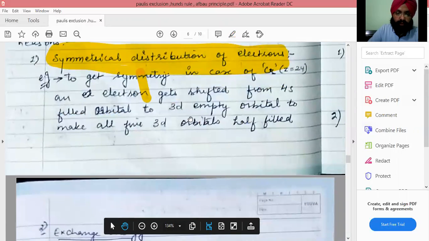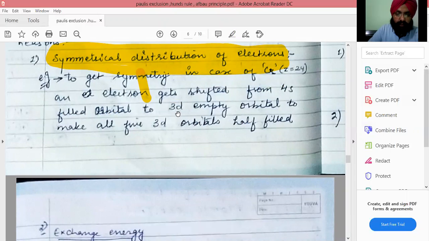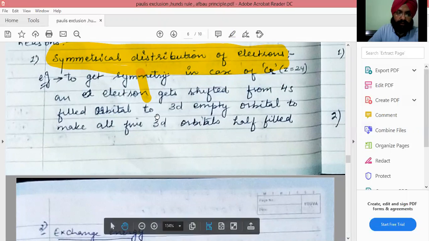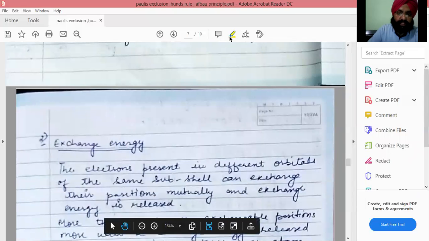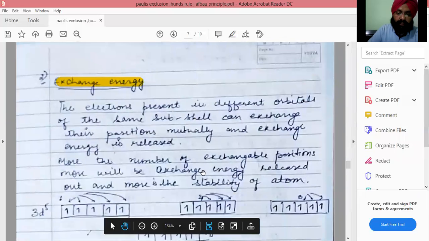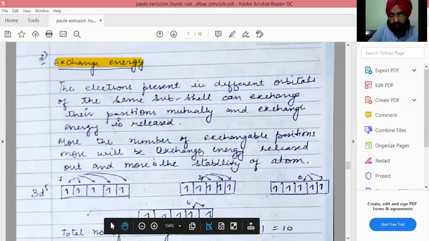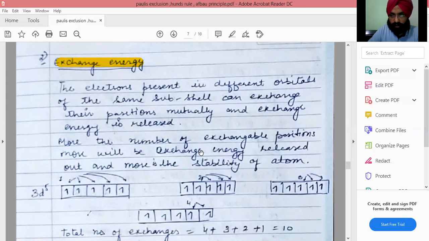In the case of chromium, the 3d orbital is half-filled instead of having 4 electrons. The reason is symmetrical distribution. We'll discuss its electronic configuration later on. The second reason is exchange energy. Now, what is exchange energy? It depends upon the number of orbitals to which the electron can exchange its position. The more orbitals an electron can exchange its position with, the more stable it will be.